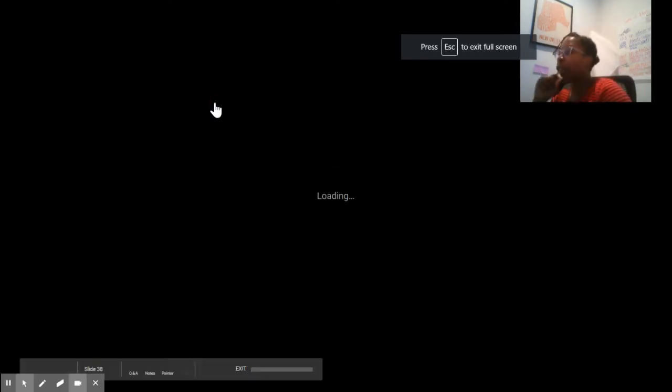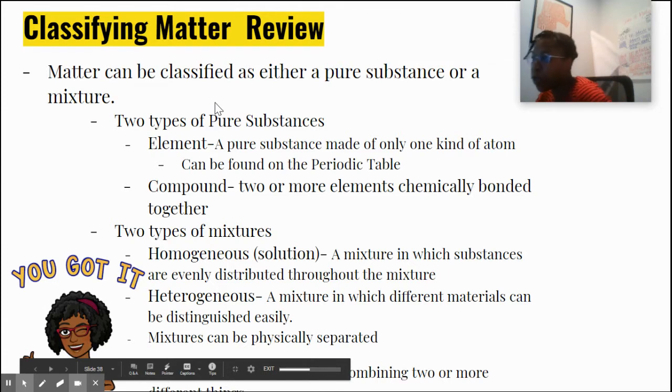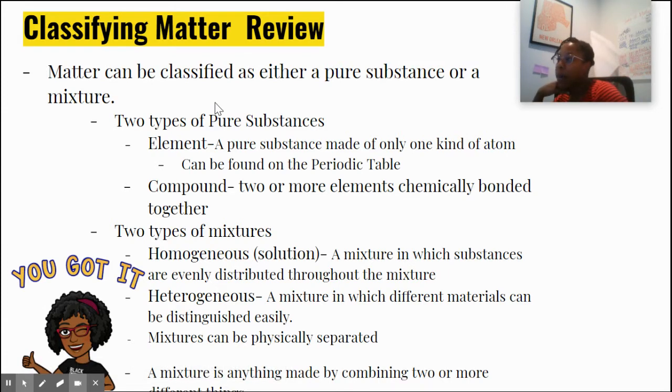All right, so for classifying matter review, there are two ways you can classify matter: as either a pure substance or a mixture. The two types of pure substances are elements. An element is a pure substance made up of only one kind of atom, and it can be found in the periodic table. Remember, you can tell it's an element if it has one capital letter. You can also classify a pure substance as a compound, which is two or more elements chemically bonded together. You can tell if it's a compound if there are two capital letters.